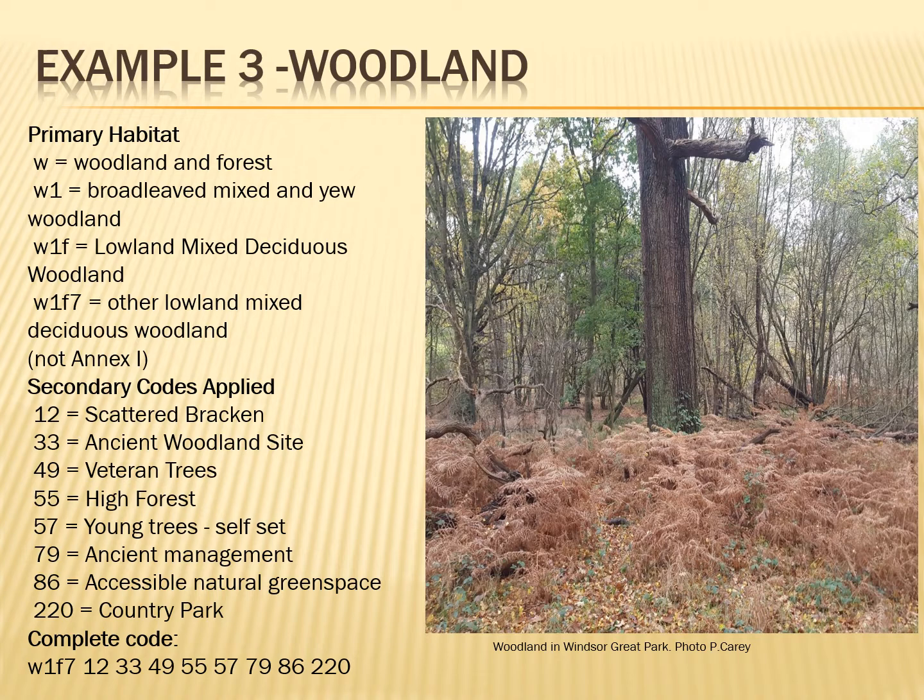So here is an example of a primary woodland habitat. W for woodland and forest, W1 broadleaf mixed and yew woodland, W1F, a lowland mixed deciduous woodland, and then W1F7 for level 5, other lowland mixed deciduous woodland, with a set of secondary codes all listed below, and then the complete code exactly as you would map it out.